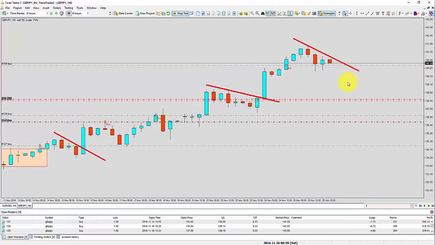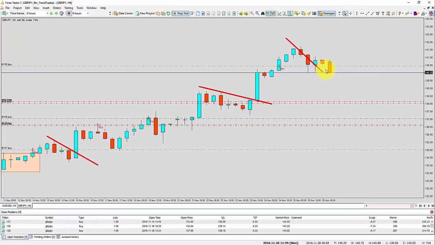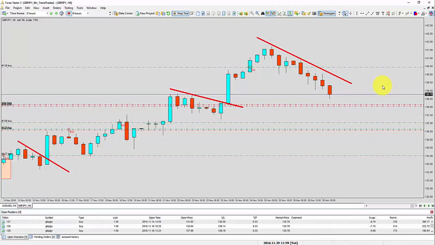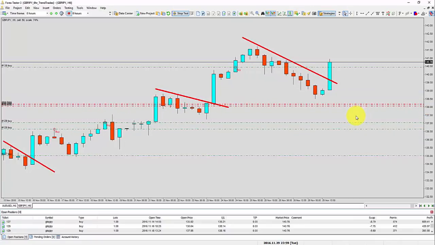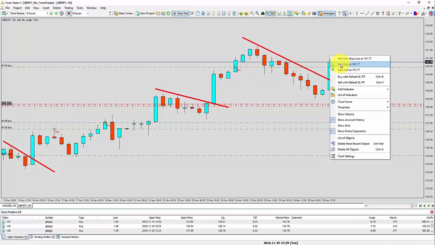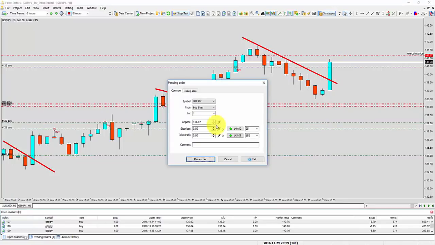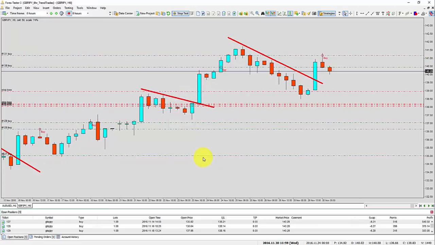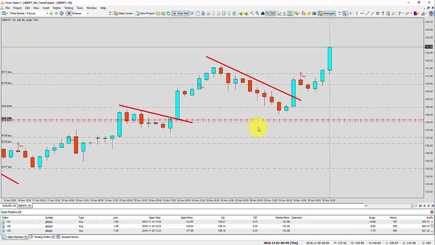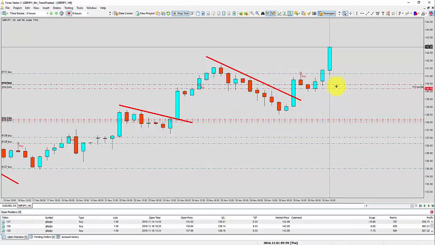Let's see. No. Not very nice. No. Okay. Probably going to get stopped out here, which is okay. No. Okay, cool. I'll put another buy stop right here then. My stop loss goes down here. Oh, wow. This is amazing. Really cool that we're able to ride this.